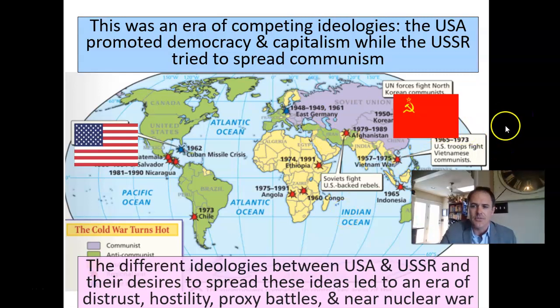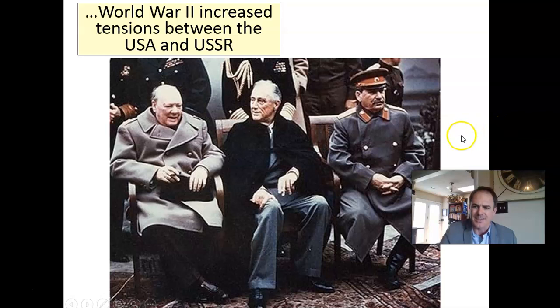So let's get into some of those events that bring about this mistrust. It begins really during World War II. There were tensions already between the USA, represented by the president Franklin Delano Roosevelt, and Stalin, who was the leader of the USSR.